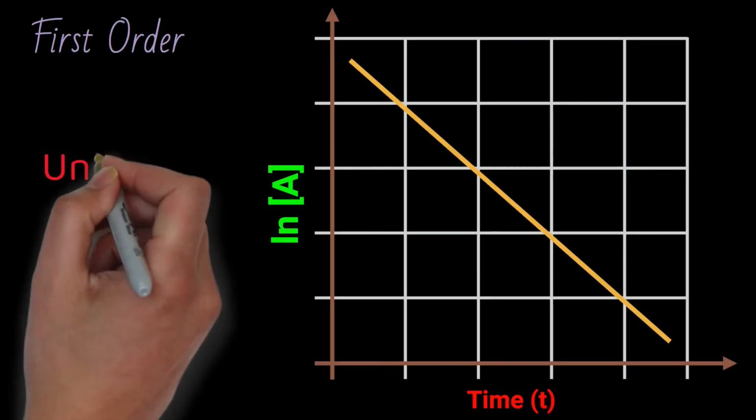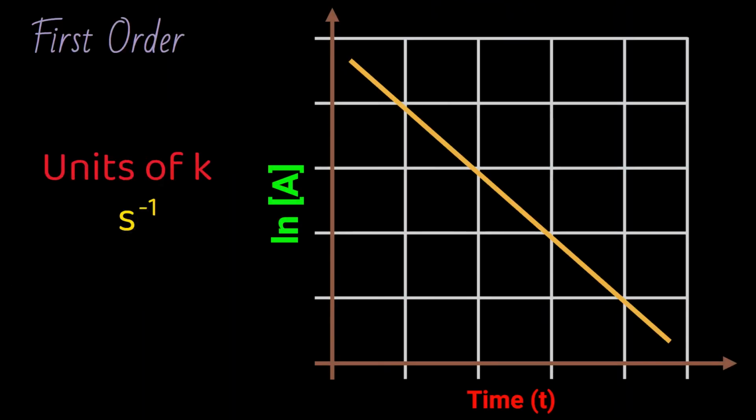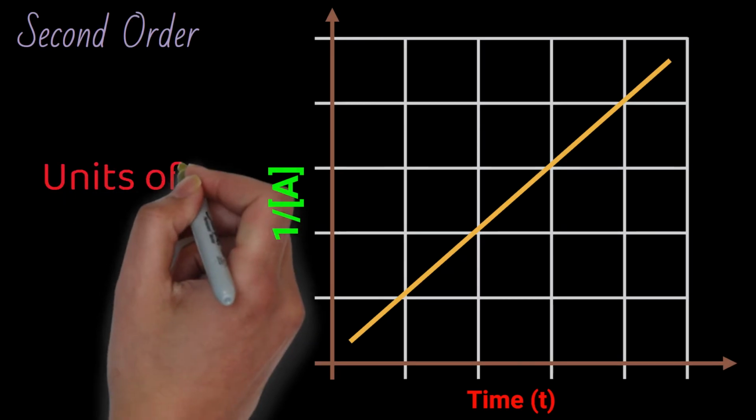Consider the graph of these rate laws. What are the units of k for each of them? Remember that k takes the units which cause the equation to work out correctly. Thus, the units for k for a first-order reaction would be 1 over time. For a second-order reaction, they would be 1 over molar times time.